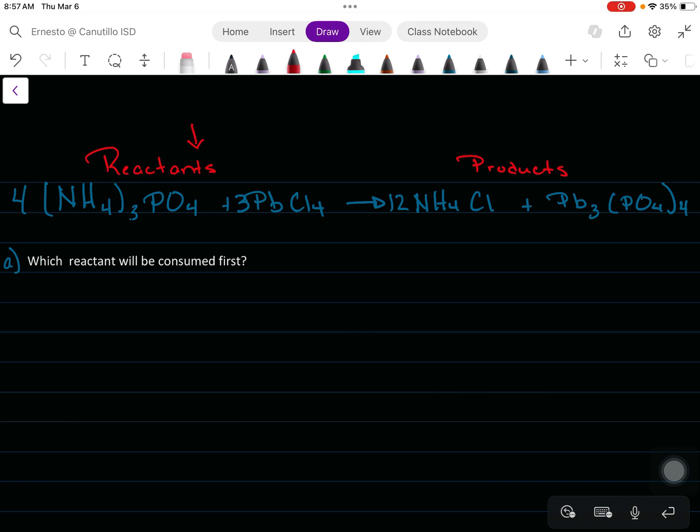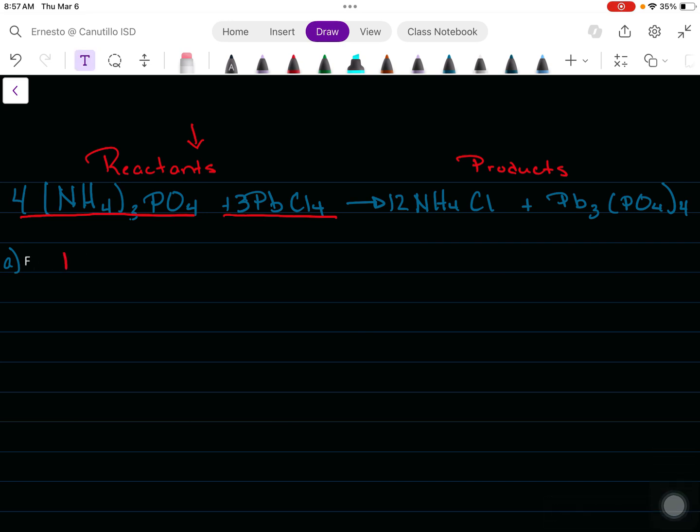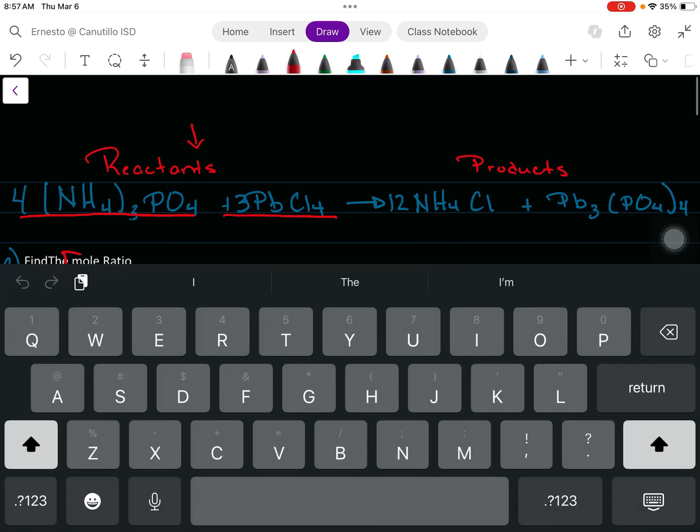Now, it's going to be one of these two compounds. So because we're working with these two compounds, what we're going to do is use the mole ratio that exists between these two compounds. So the first thing I got to do is find the mole ratio. I got to find the mole ratio. But that's where we start.